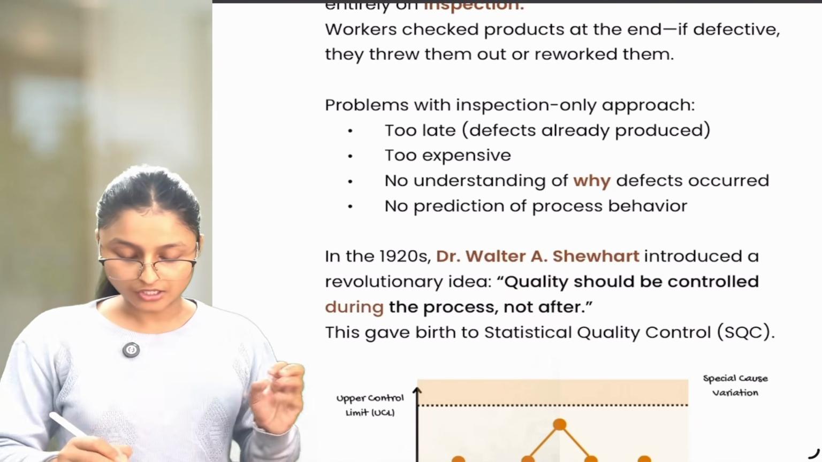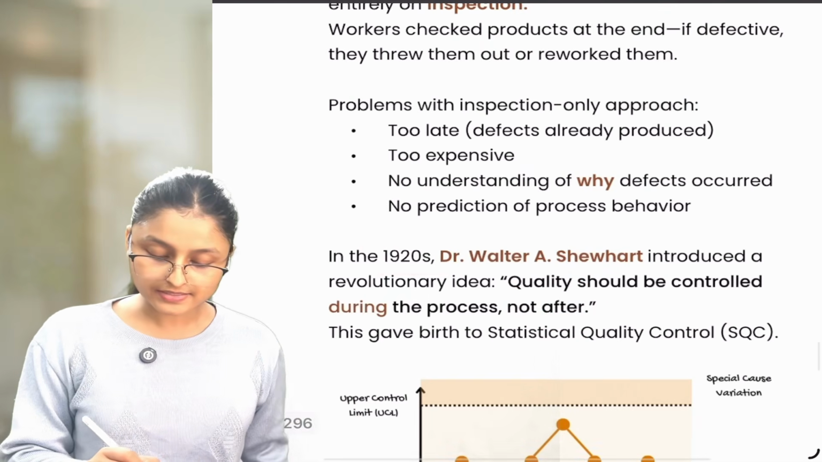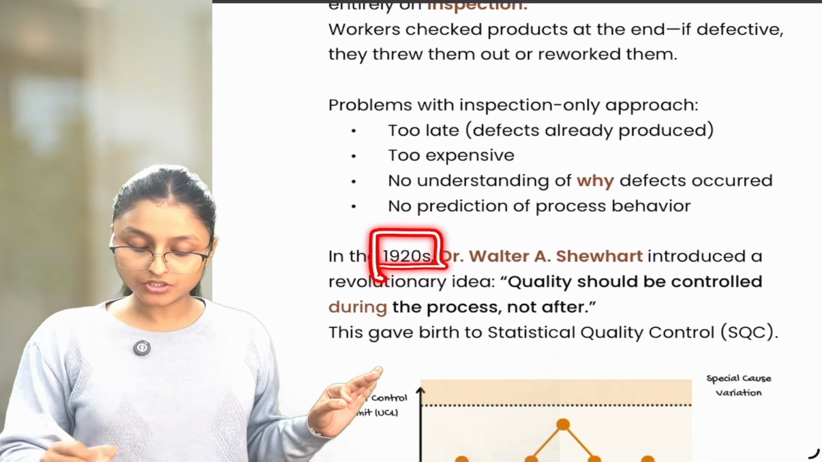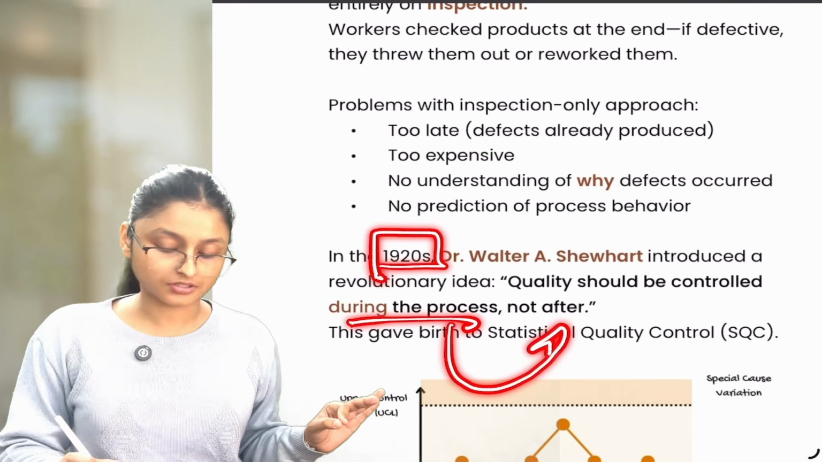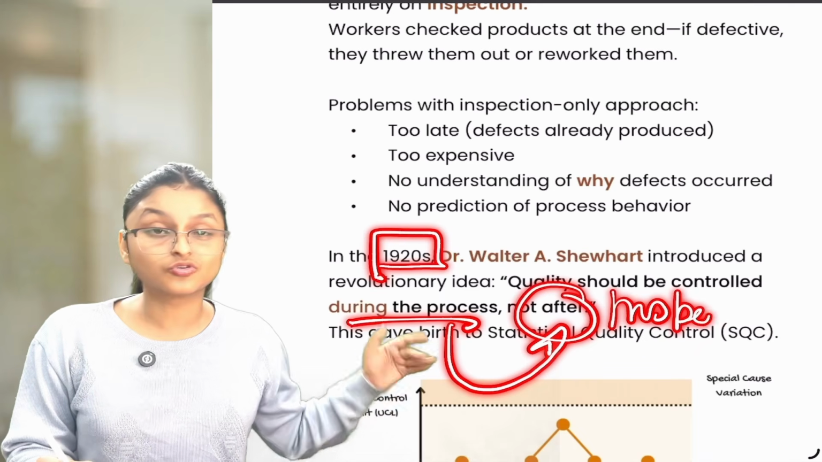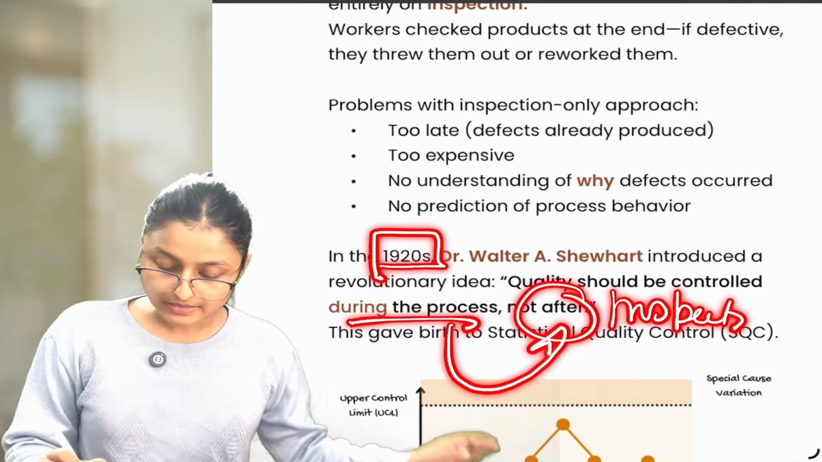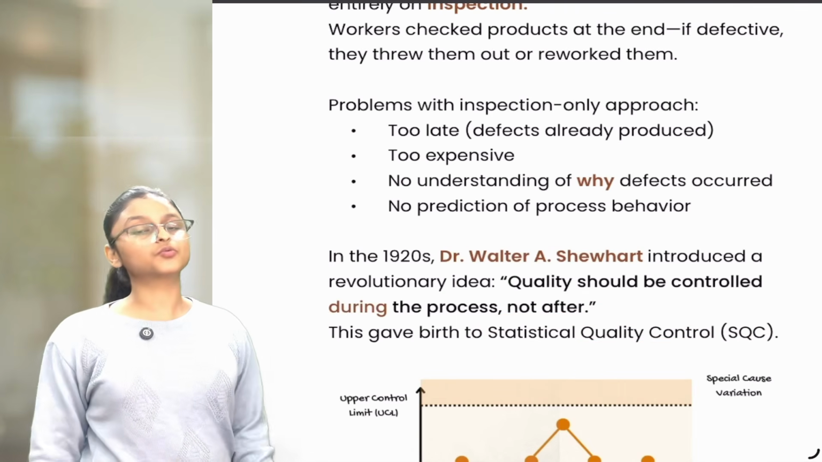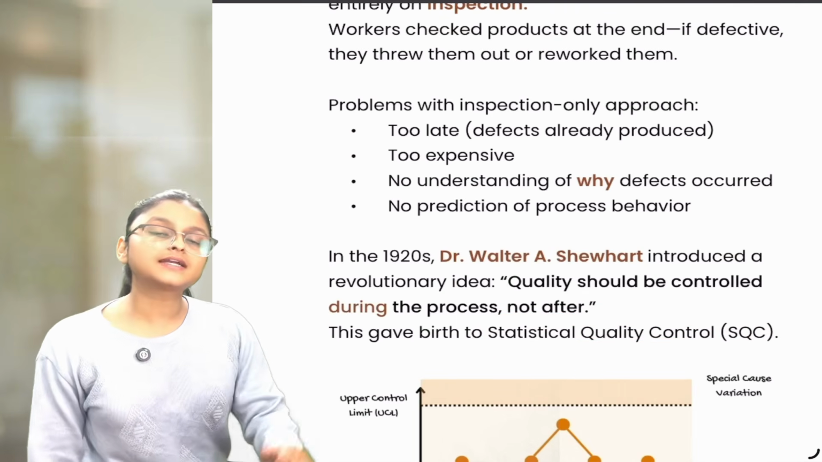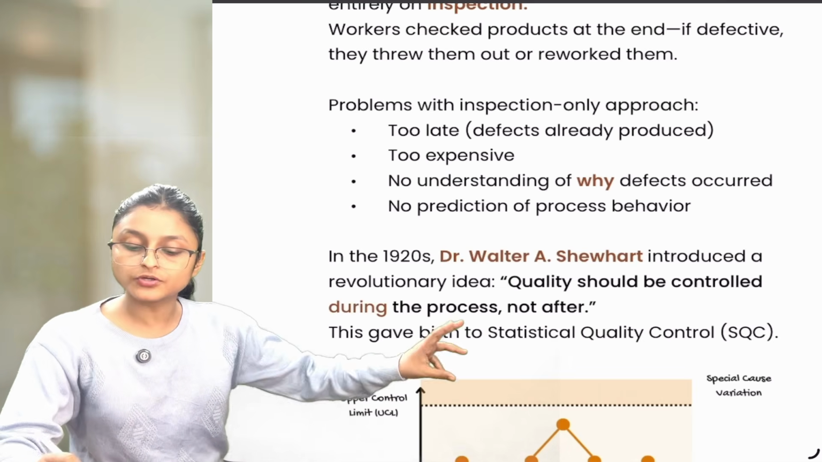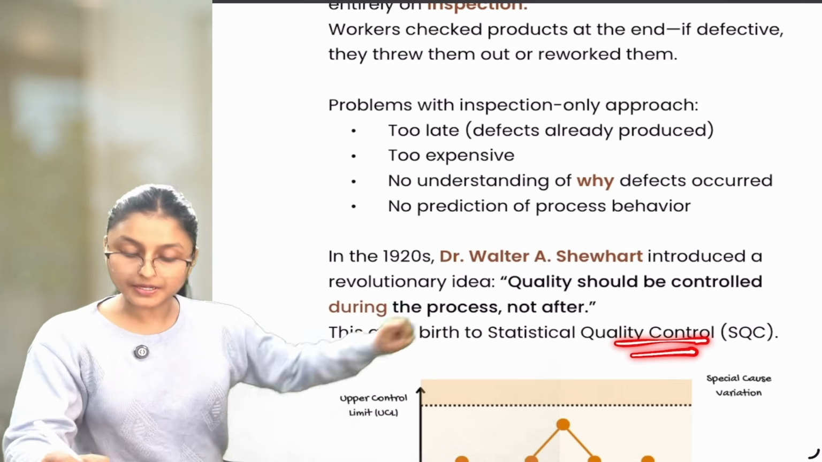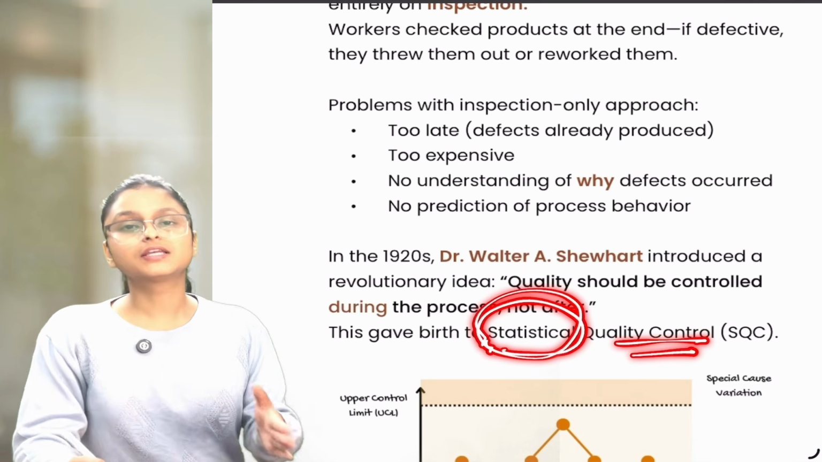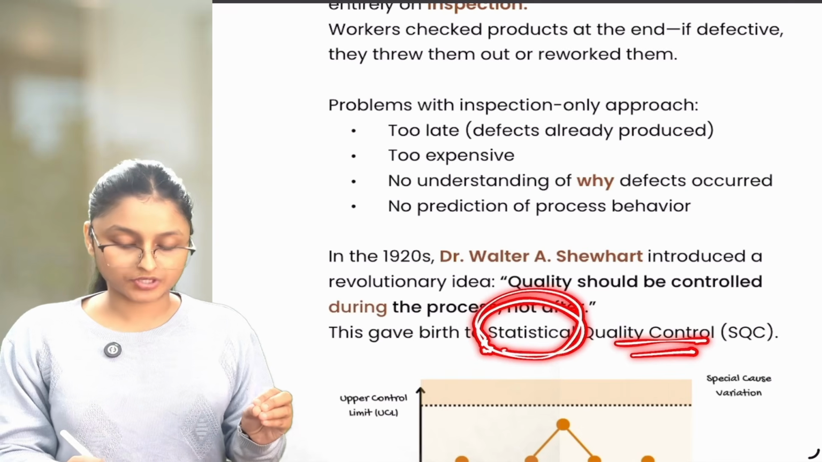Who said this? Dr. Walter A. Shewhart. He said in 1920 that if you want to control quality, then you need to control your processes and not after, because inspection will not be able to control quality. This gave birth to statistical quality control, and that is how statistical quality control was introduced. Now, what is statistical quality control? First, we are going to control our processes, plus we are going to use statistics to control our processes so that we can have good quality output.